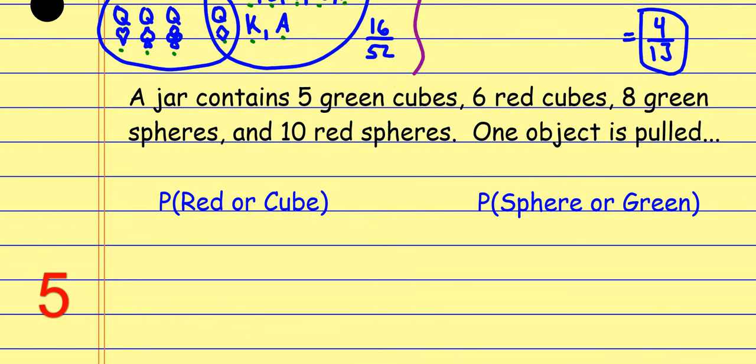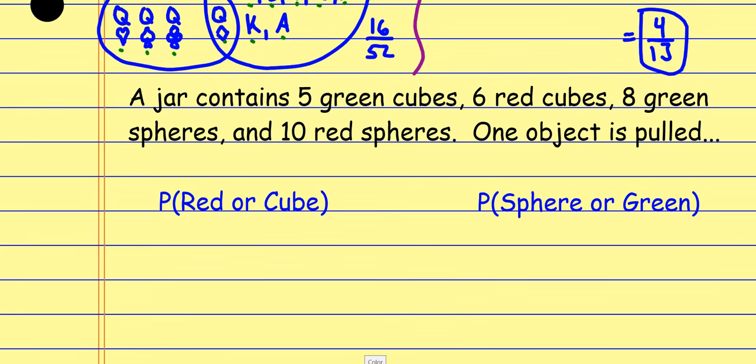If we look at these guys, a jar contains 5 green cubes, 6 red cubes, 8 green spheres, and 10 red spheres. One object is pulled. What's the probability of red or a cube? And again, these are inclusive because we have objects that are red and cubes at the same time. So if I talk about the red objects and the cubed objects, they're not completely separated. There's overlap between the two, okay?